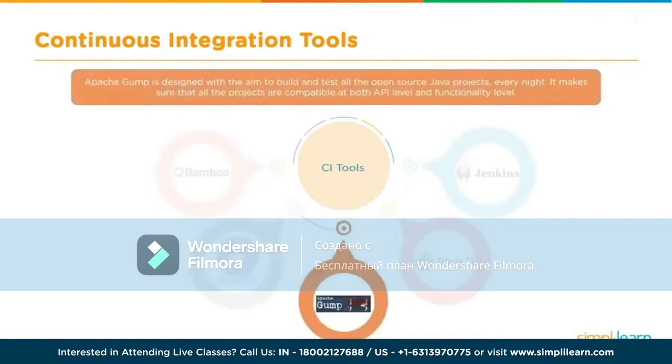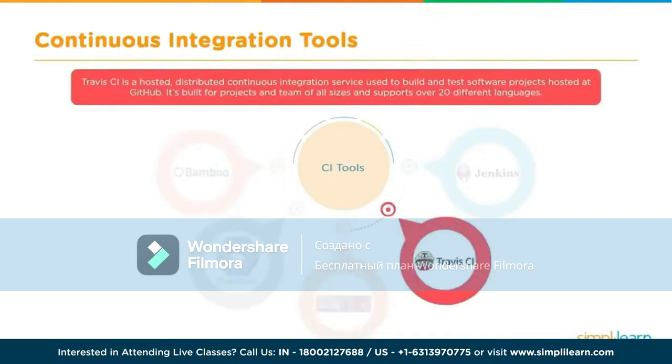If you're working specifically on Java projects that need to be built and tested, then Apache Gump is the tool for you. It makes all the Java projects easier for you to be able to test with API level and functionality level testing. One of the popular places to actually store code and create a versioning of your code is GitHub. And it's a service that's available on the web, just recently acquired by Microsoft. If you are storing your projects in GitHub, then you'll be able to use Travis Continuous Integration, or Travis CI. And it's a tool designed specifically for hosted GitHub projects.